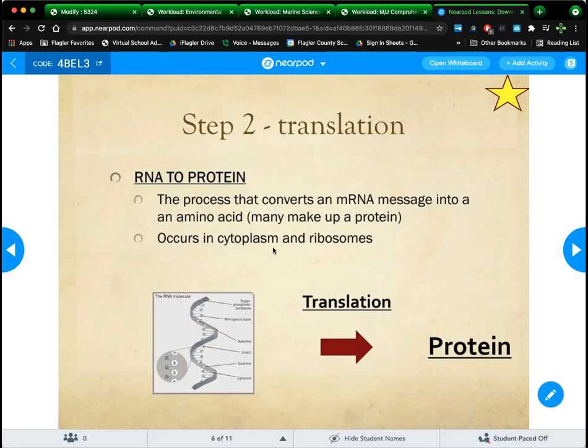Okay, and this occurs in the cytoplasm and ultimately in the ribosomes. Again, ribosomes make proteins. Make sure you know that. Proteins, you should think amino acids. So if you can make all these little connections, it makes your life a lot easier.